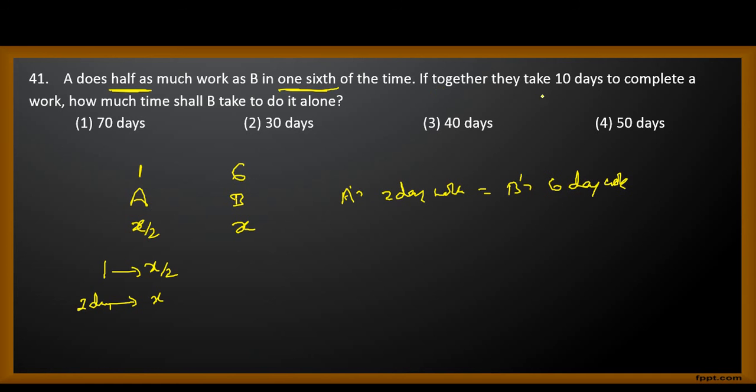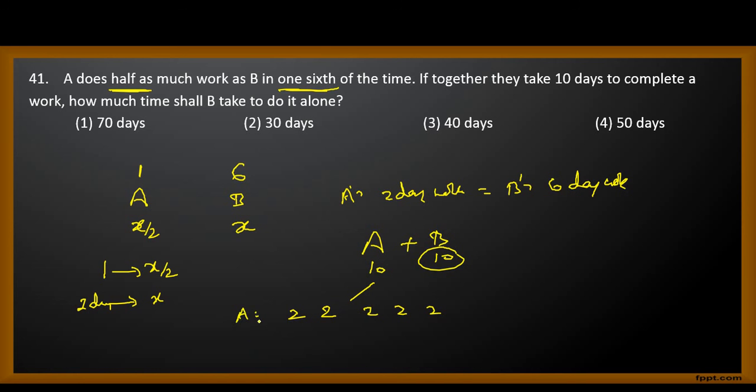Okay. Now if they together take 10 days to complete a work, it means A is taking 10 days and B is taking 10 days. Okay. How much time shall B take to do it alone? What I have to do is convert A's 10 days into B's number of days. I will split this 10 as 2, 2, 2, 2, 2, 5 times. I am splitting this like this.